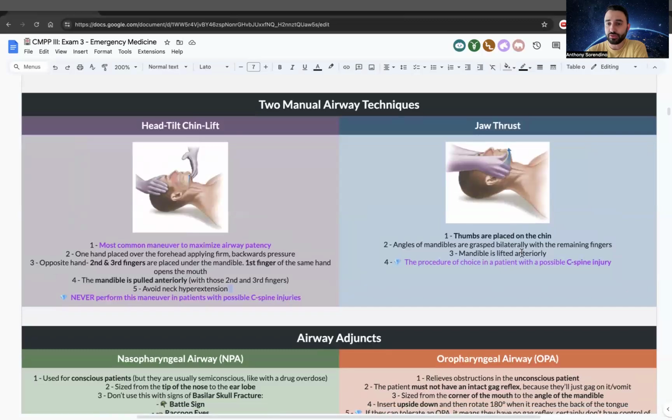And then the jaw thrust is going to be the one that you want to use when you suspect some type of C-spine injury. All right, so you're putting the thumbs on the chin and then the angles of the mandible grasped with the remaining fingers, and you're still lifting the mandible anteriorly.